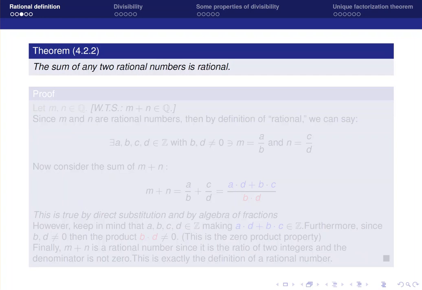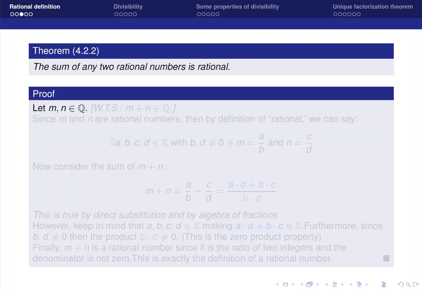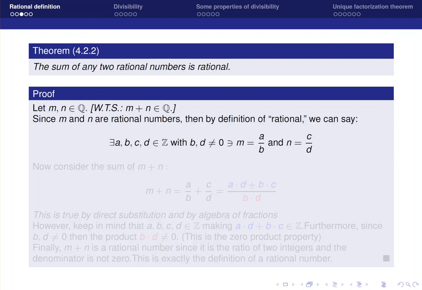The next theorem says the sum of any two rational numbers is rational. Well, how do we show this? We're going to start with two rational numbers, m and n, and we want to show that the sum of them is rational. Now, because they are both rational numbers, then by definition of rationals, we can find integers a, b, c, d, with b and d not equal to 0, such that m is equal to a over b and n is equal to c over d.